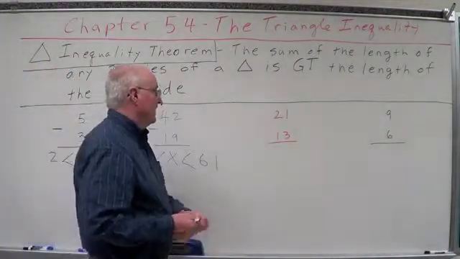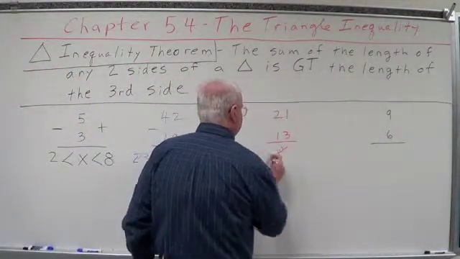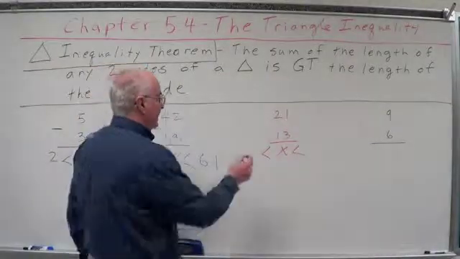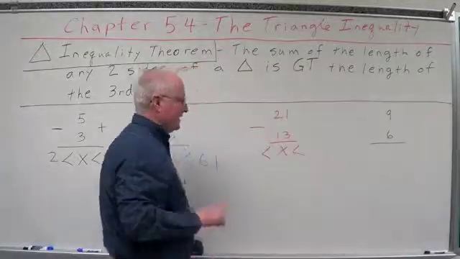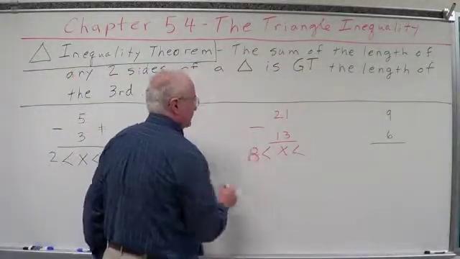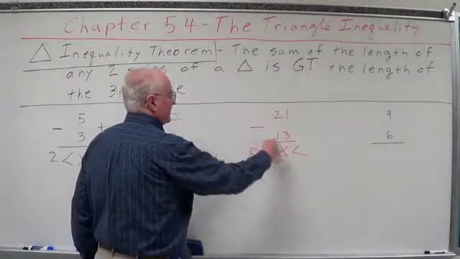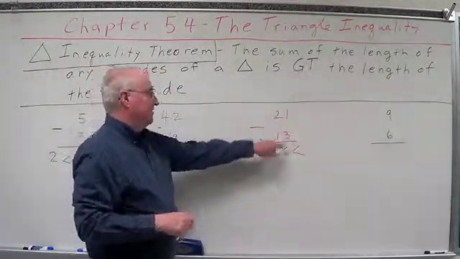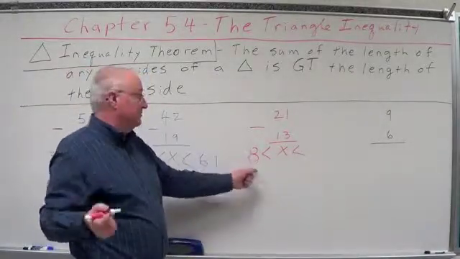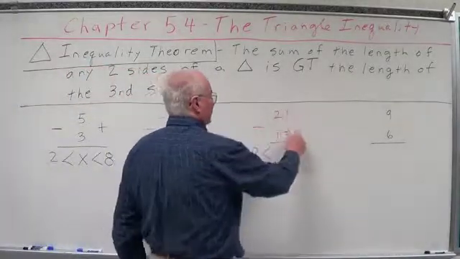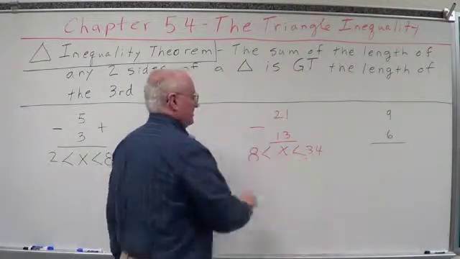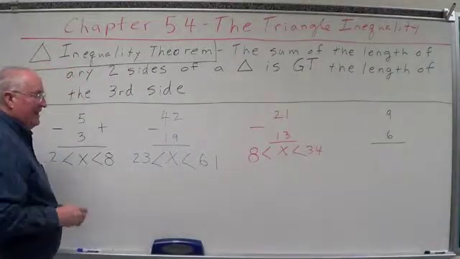Okay? Let's try this one. We want an x that is less than that and greater than that. Subtract. 21 minus 13, I think we come up with an 8. So we've got to have a stick bigger than 8. 8 plus 13 is 21. That's equal, so it has to be 8.0001. Add them together, 34. So the stick has to be between 8 and 34.